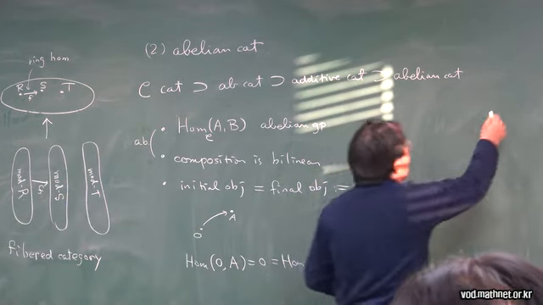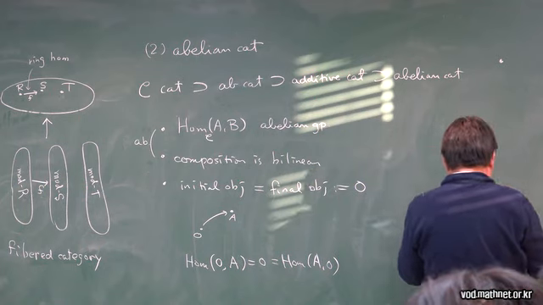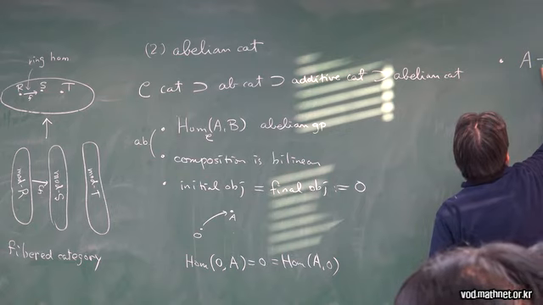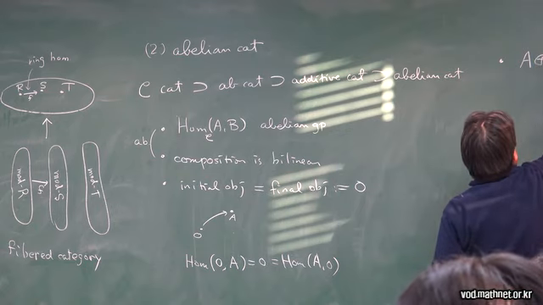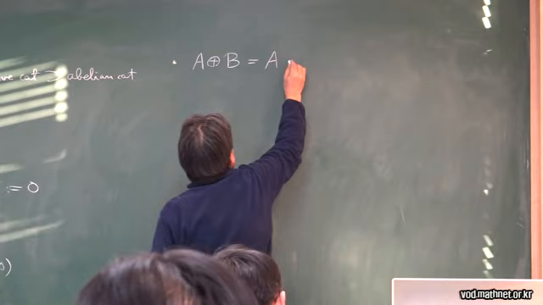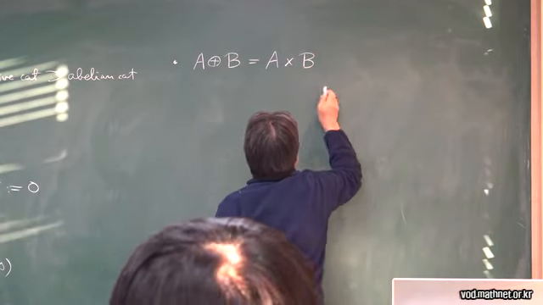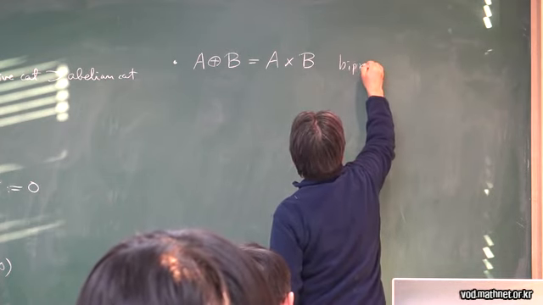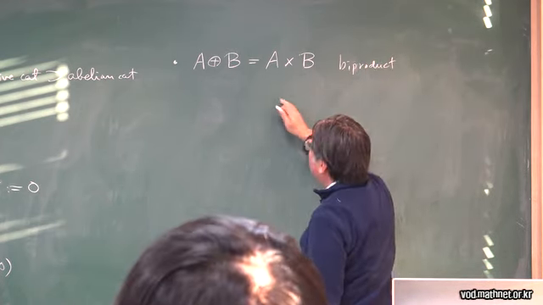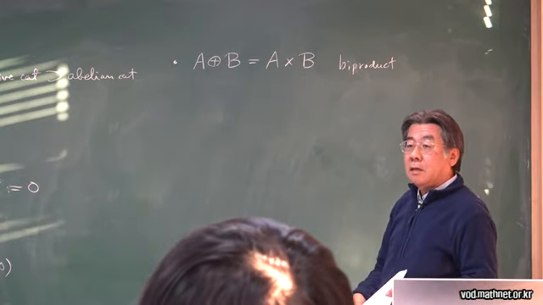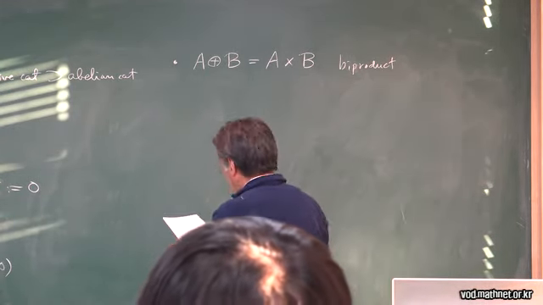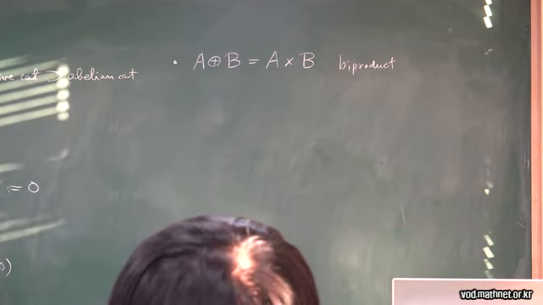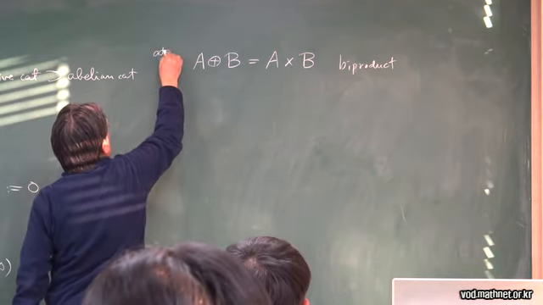And moreover, I assume that there is a finite direct sum, and the direct sum is equal to the direct product. So this is called biproduct. Then it is called an additive category. So this is additive. So what is direct product?